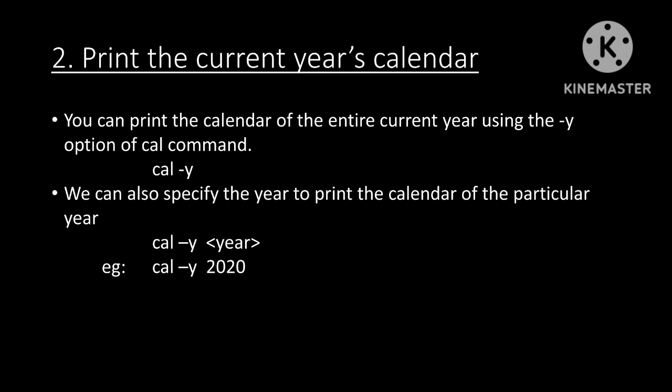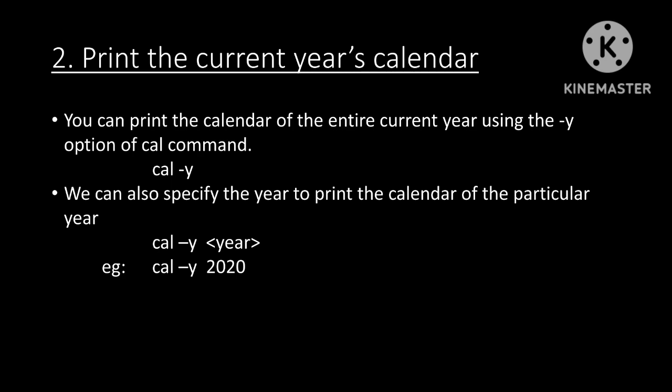Then to print the current year calendar, you have to type cal -y. Once you type cal -y, it will display the current year's whole calendar in the output.